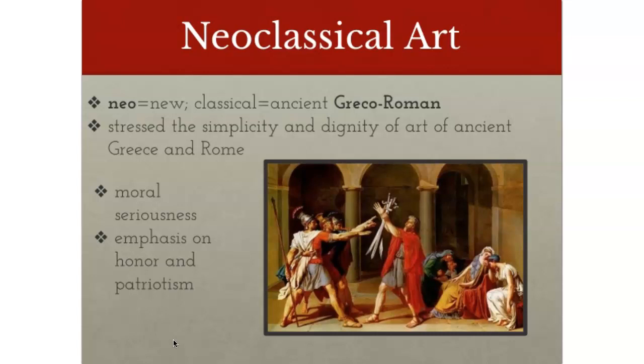Just some general comments. Of course, we've said this before, but neo just means new. Neoclassical art, you can kind of guess what it's about. It is sort of reviving Greco-Roman art, so it had a lot of themes from Greek and Roman civilization. It stressed the simplicity and the dignity of art, or the art of ancient Greece and Rome. It had a moral seriousness in terms of its subject matter, and often an emphasis on things like honor and patriotism.